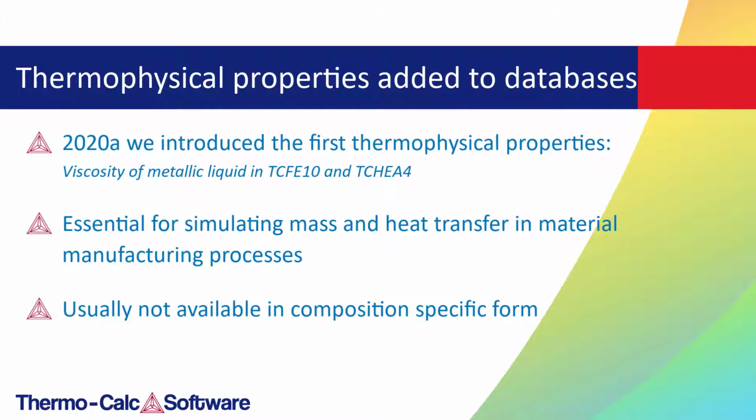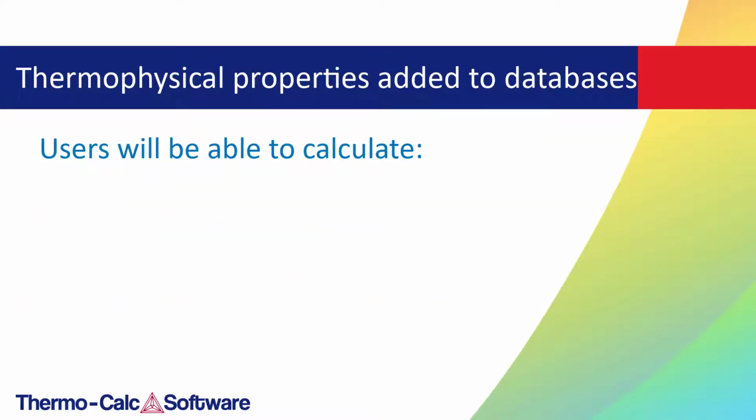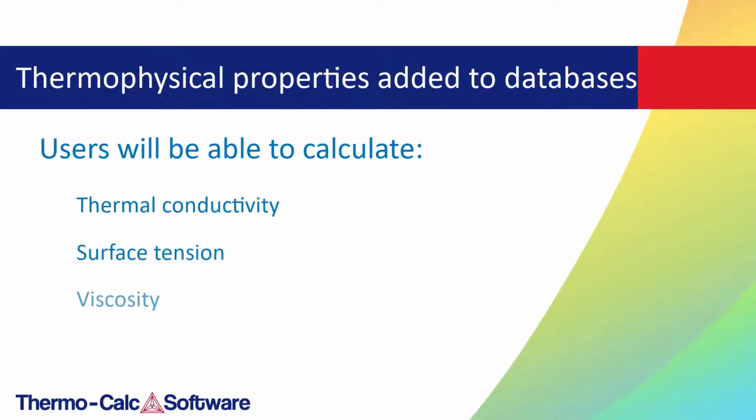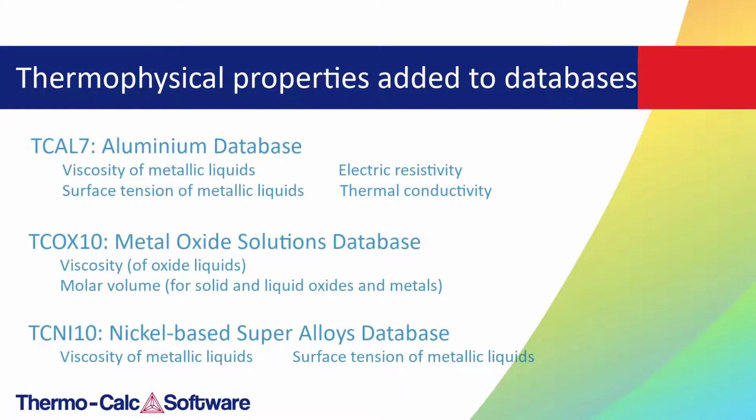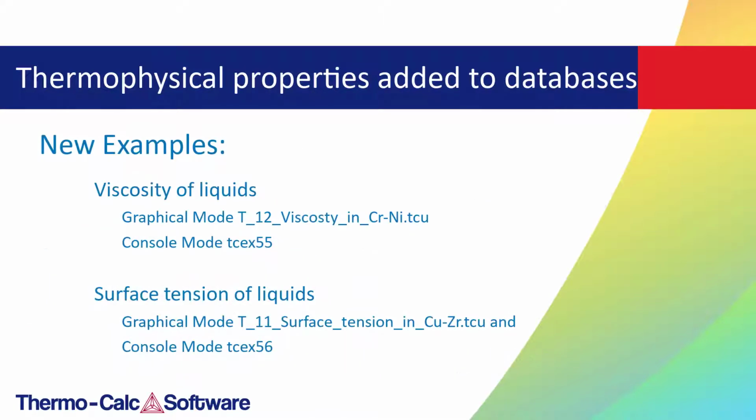By extending our thermodynamic databases to include additional properties data, users will now be able to easily calculate thermal conductivity, surface tension, viscosity, and more in variation with multi-component compositions. Additional thermophysical properties are currently being added to these and other databases. New additions will be announced every release, so keep an eye on your databases to see when they receive new thermophysical properties. New examples are available showing viscosity and surface tension in Thermo-Calc, as shown on the screen.